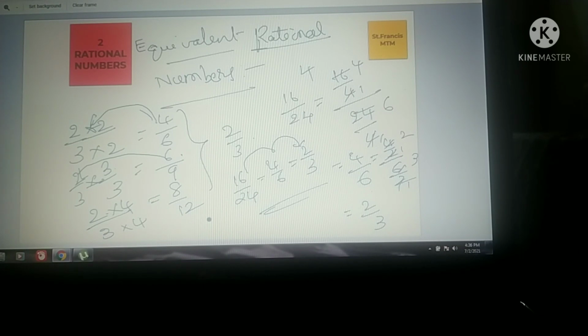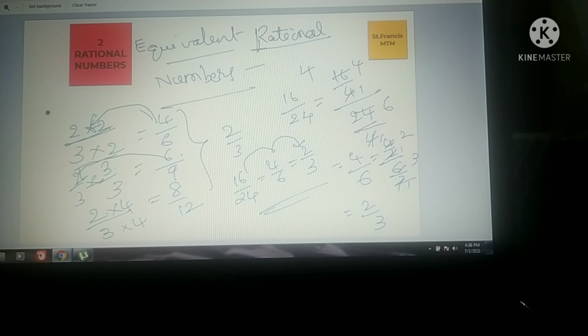So what you have learned is, with whichever number you are multiplying in the numerator, with that number only you have to multiply in the denominator also. Whereas in this one, with whichever number you are dividing in the numerator, with that number only you have to divide in the denominator also. That time you can get the equivalent fractions. These are the two rules here.